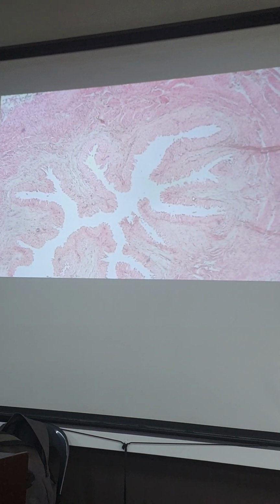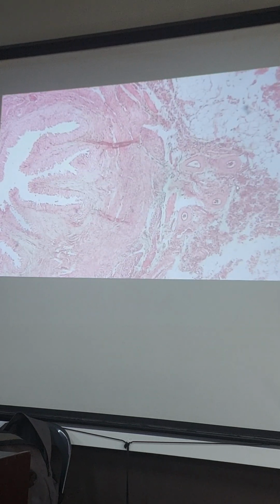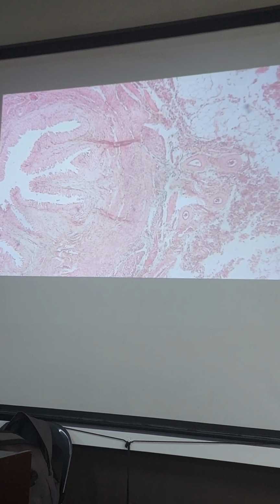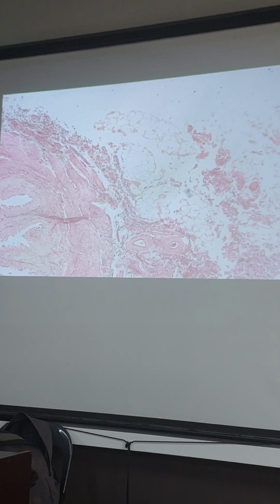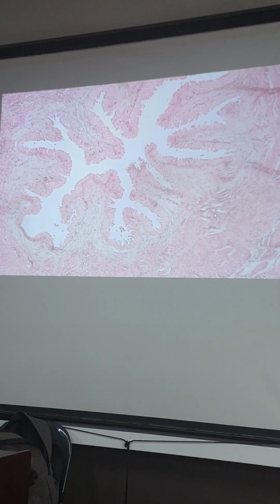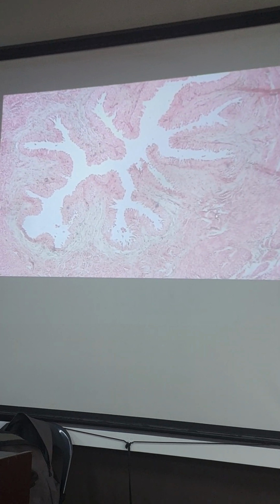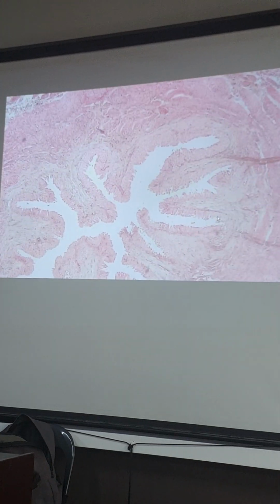Then we see a lamina propria, and then a very thick muscular layer, and surrounding that is your adventitia. So what organ do you think this is? This is the ureter. Okay? So this is the ureter.